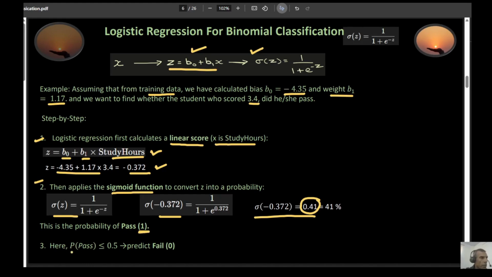Now here, the probability of class 1 is less than 0.5. In other words, he's not going to pass, he's going to fail. That is the prediction for this student.